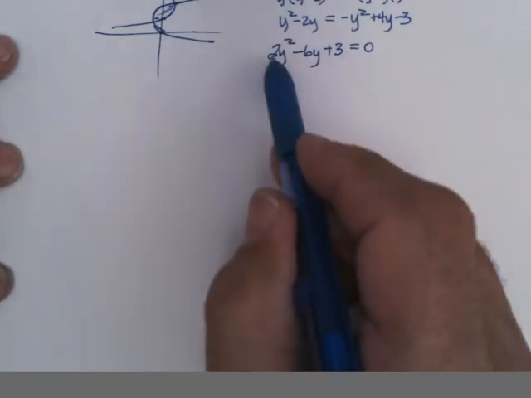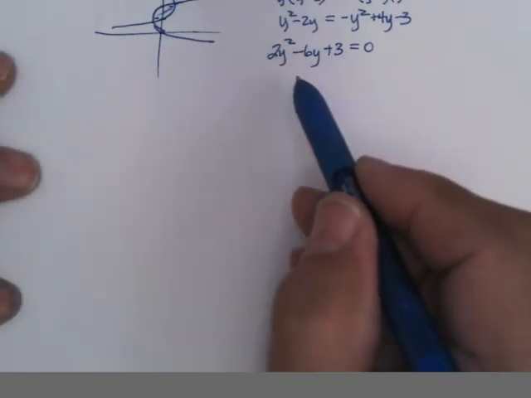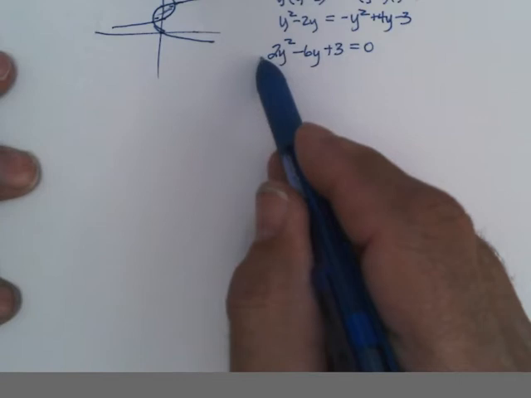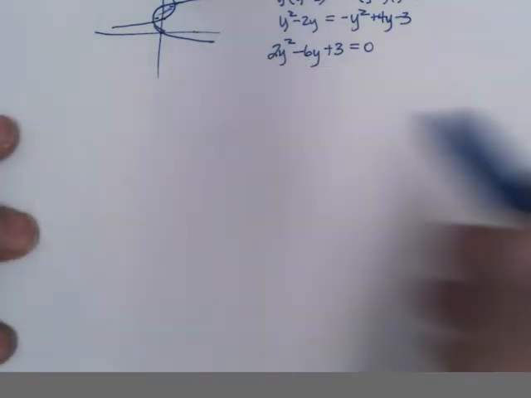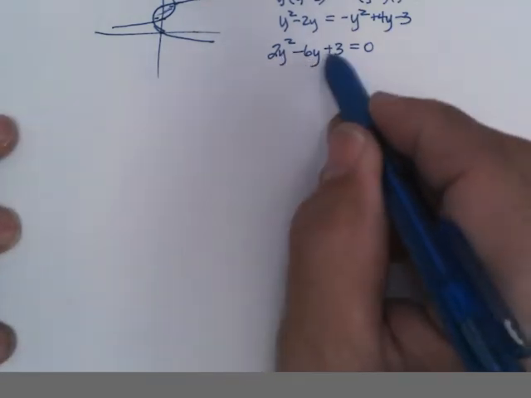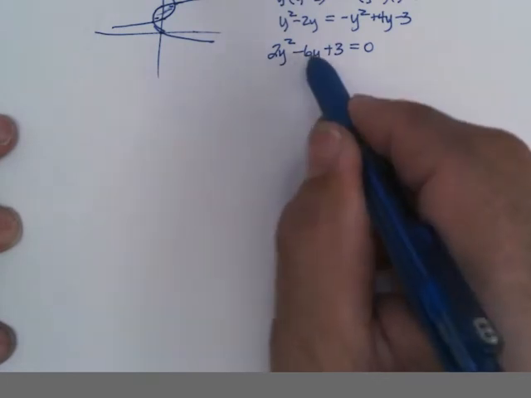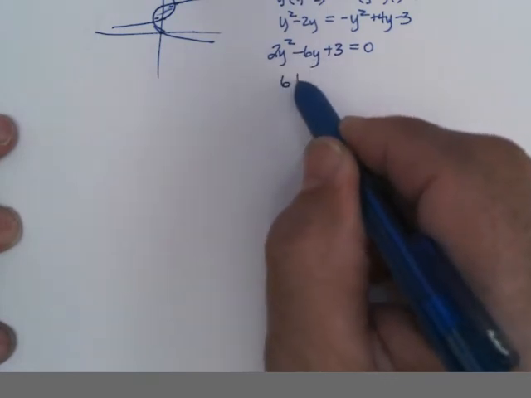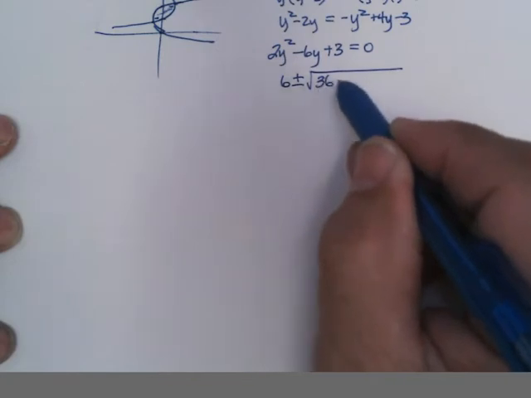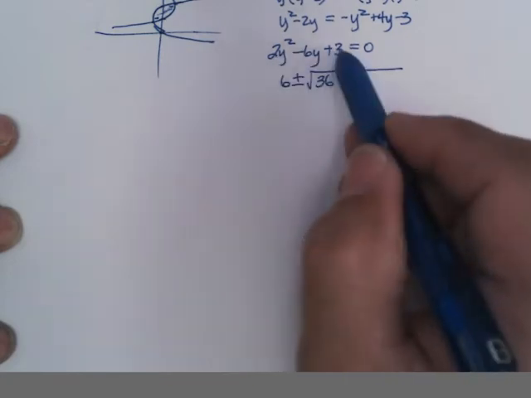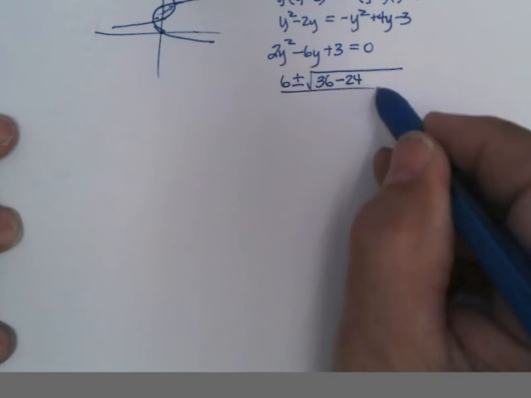Nothing pulls out. I'm not sure that even factors. Let's see, 2, 6, and 1, 2, and 3. Nope. So I'm going to do the quadratic formula. So it's going to be the opposite of b, plus or minus b squared, minus 4 times a times c. 6 times 4 is 24, all over 2a.